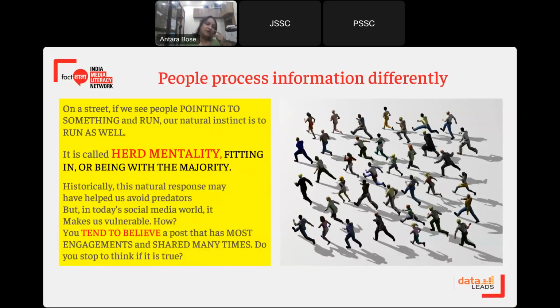In my physical trainings, I make people do these things, but you have usually seen that on a street, when we see people pointing to something or running, the natural tendency is to react and run or do things that others are doing. And this phenomenon is called herd mentality, which is fitting in or being with the majority.